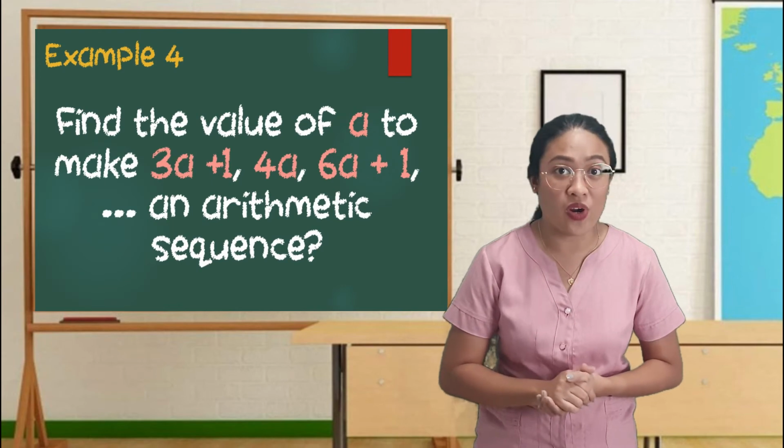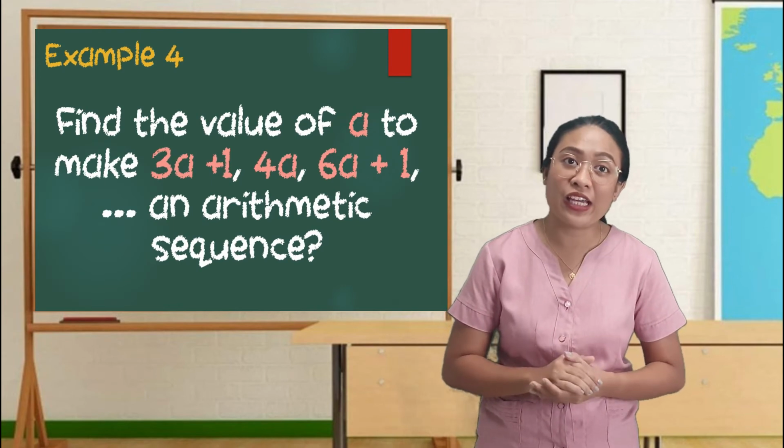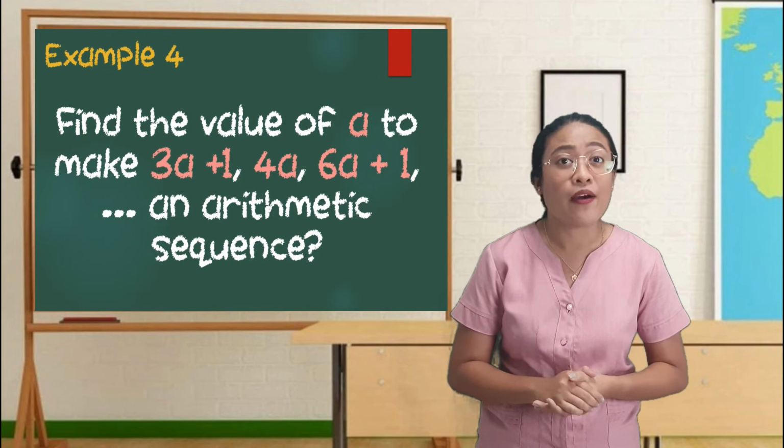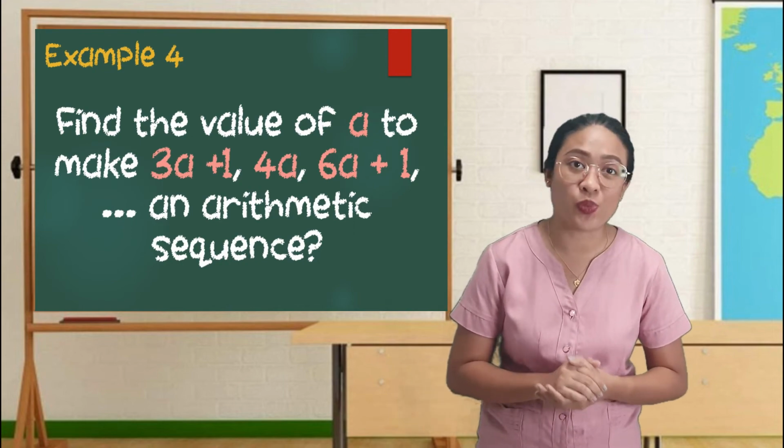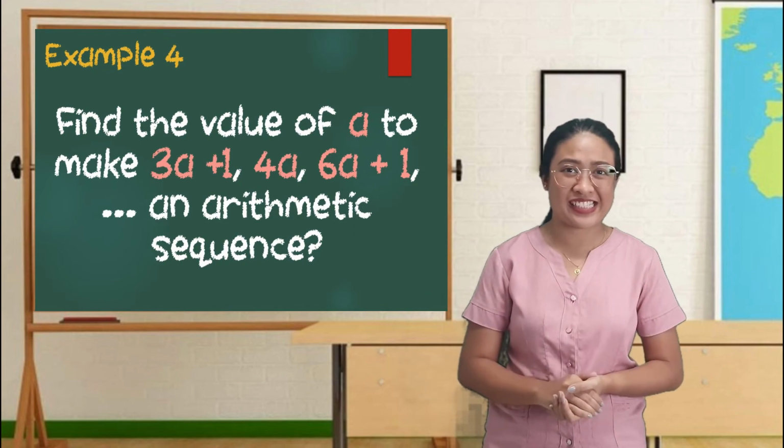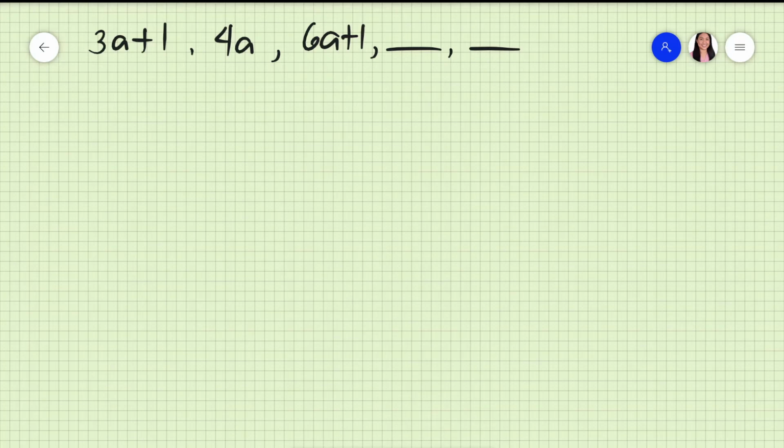For example number 4, find the value of A to make 3A plus 1, 4A, 6A plus 1 an arithmetic sequence. First, let the first term 3A plus 1 be our A sub 1. Let the second term 4A be our A sub 2. And let our third term 6A plus 1 be our A sub 3.